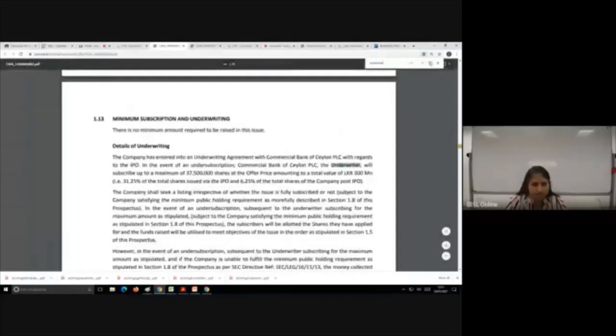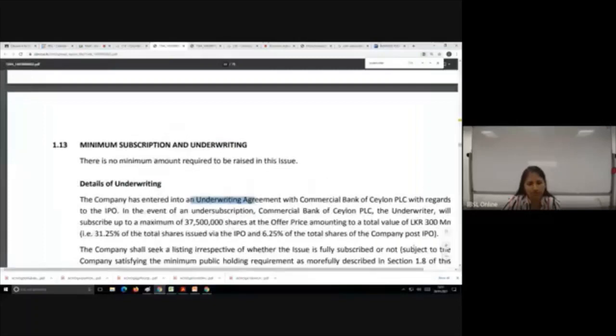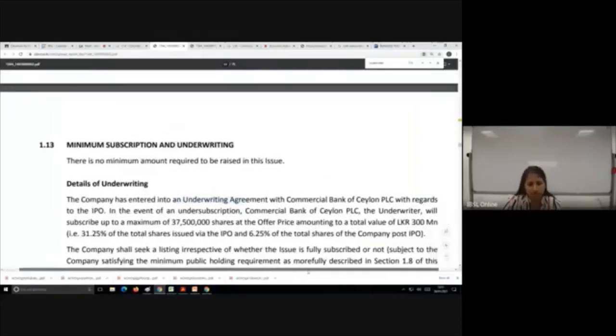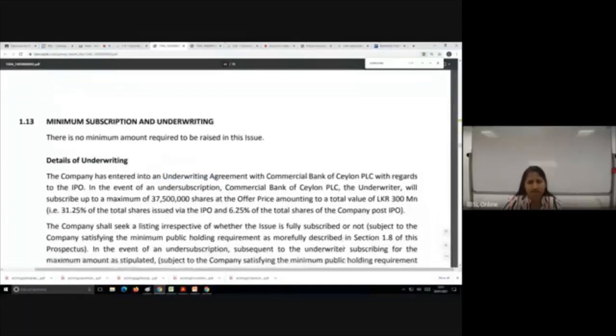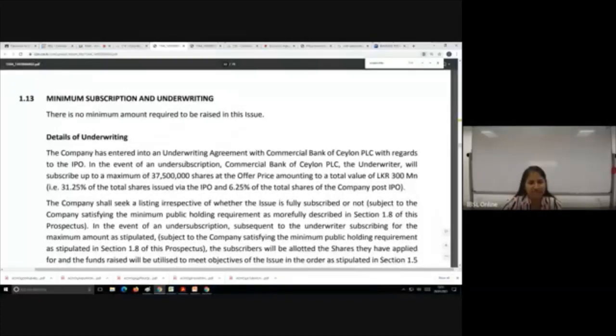I think yes, they have used an underwriter. Yes, they have entered into an underwriting agreement with Commercial Bank itself. Look here. In the event of an undersubscription, Commercial Bank of Ceylon, the underwriter, will subscribe up to a maximum of 37.5 million shares. So here, what they have done is they have kept a ceiling.